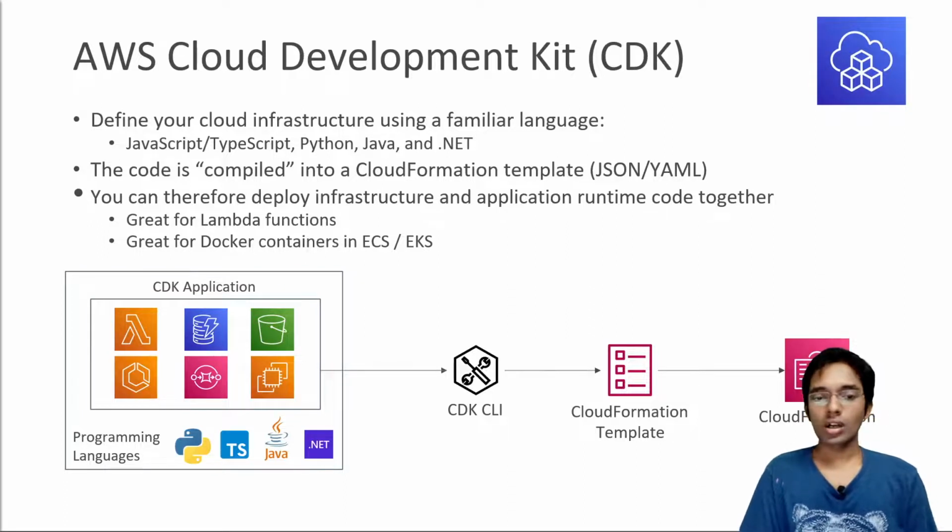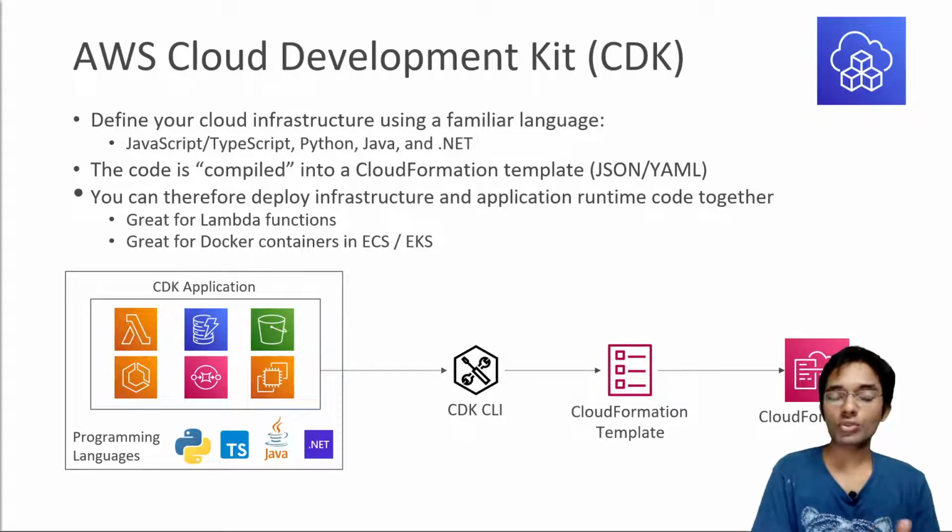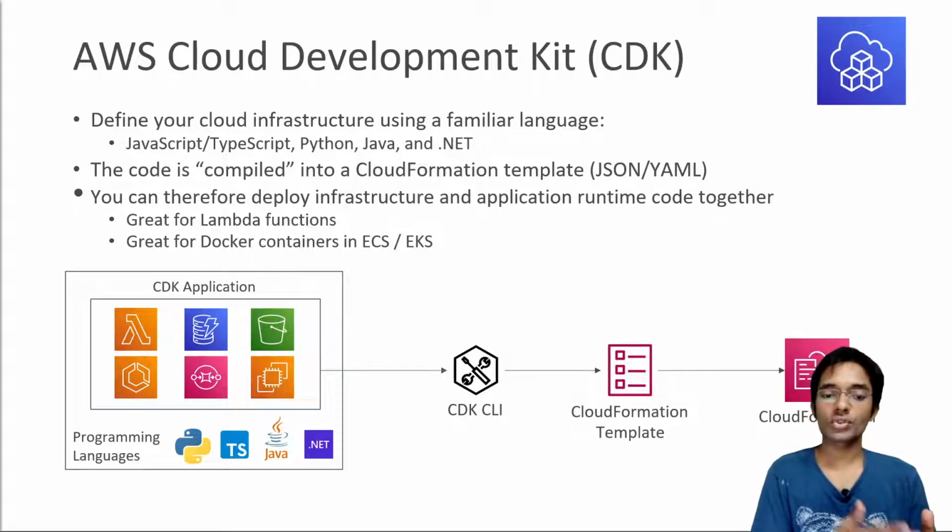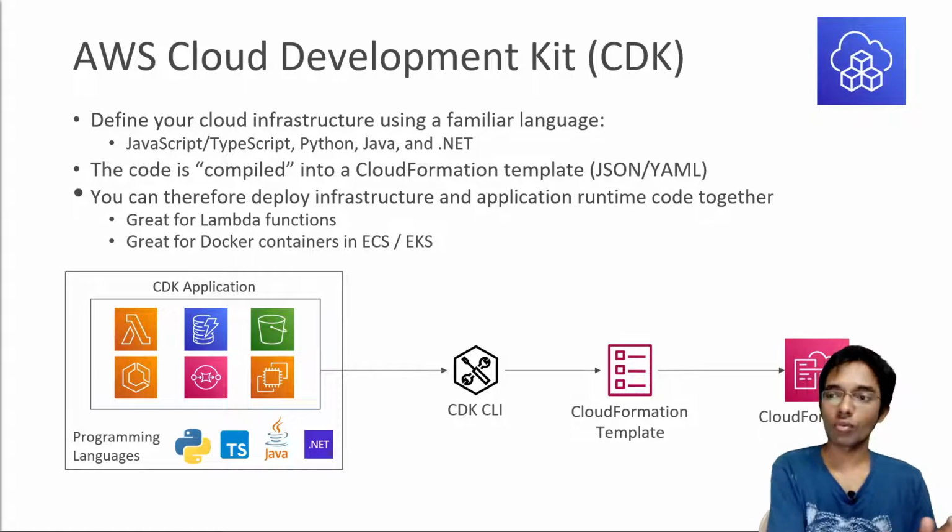Okay, so now let's talk about the CDK, or AWS Cloud Development Kit. This is a way for you to define your cloud infrastructure using a familiar programming language. For example, you do not want to use CloudFormation directly because it is a YAML format, and you like to use JavaScript or TypeScript. You like Python, you like Java, you like .NET, and you would like to just write your cloud infrastructure using these languages. So thanks to the CDK, you can do that, okay?